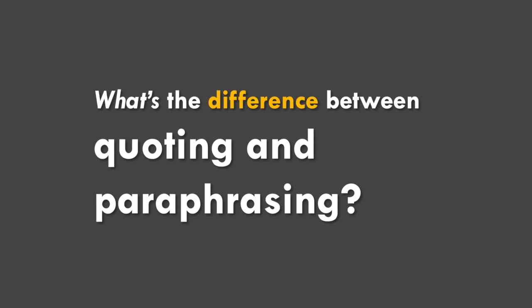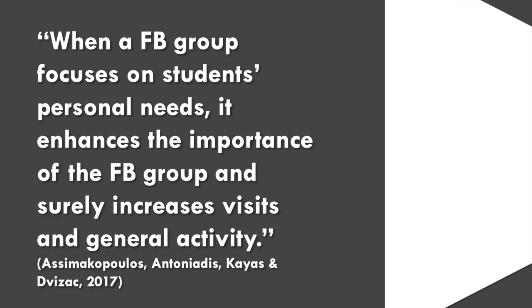I mentioned earlier paraphrasing. Some people ask us what's the difference between quoting and paraphrasing. Well, I've got an example here. This is a quote. You can tell by the quotation marks that are enclosing this sentence. When a Facebook group focuses on students' personal needs, it enhances the importance of the Facebook group and surely increases visits and general activity. Directly copying a piece of sentence or text, word for word, is a quotation.